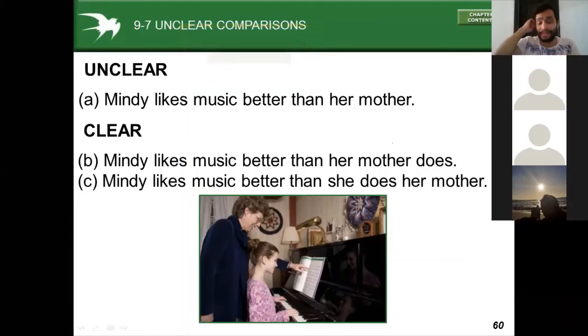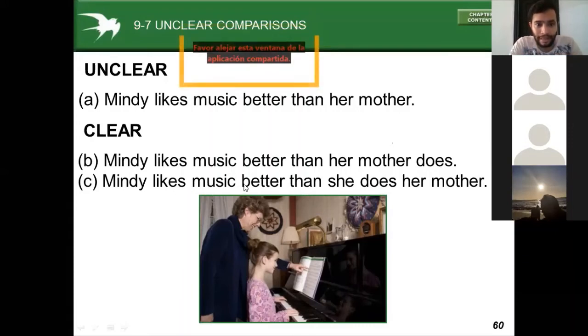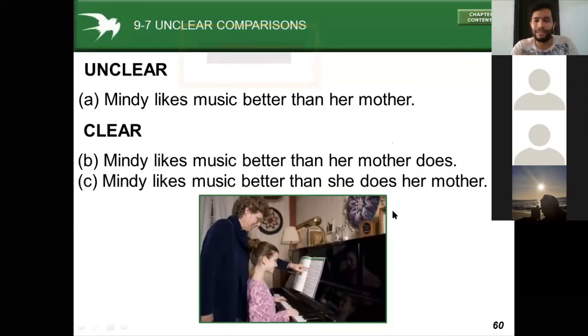Now, there is a second form, letter C, that is even more formal than this one. But I recommend you not to use it, although if you want to use it, it's fine, because it's a little weird. Take a look. Mindy likes music better than she does her mother. This part right here seems not to make sense, right? Because you are using she. What is she doing here?